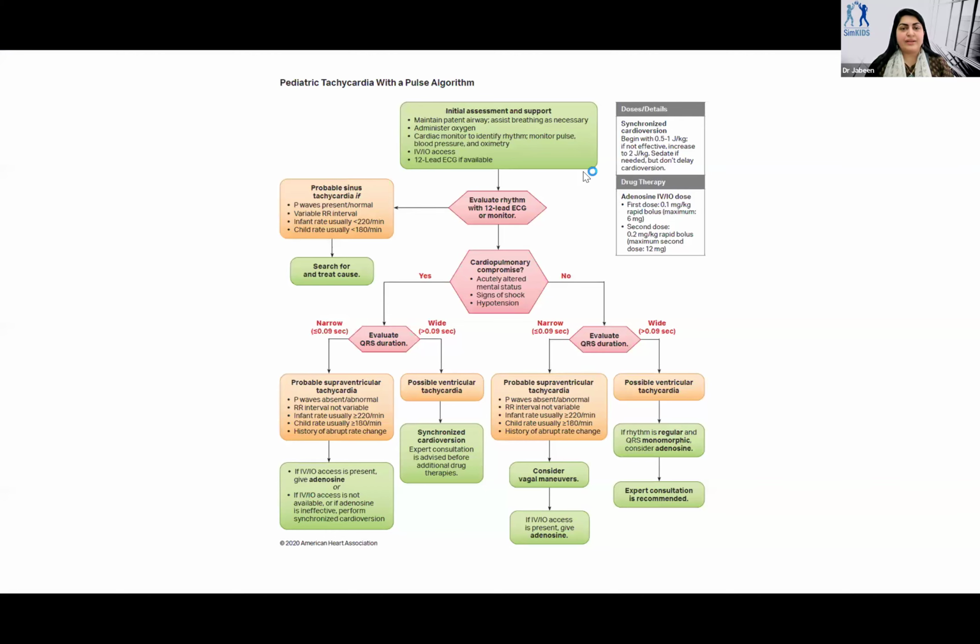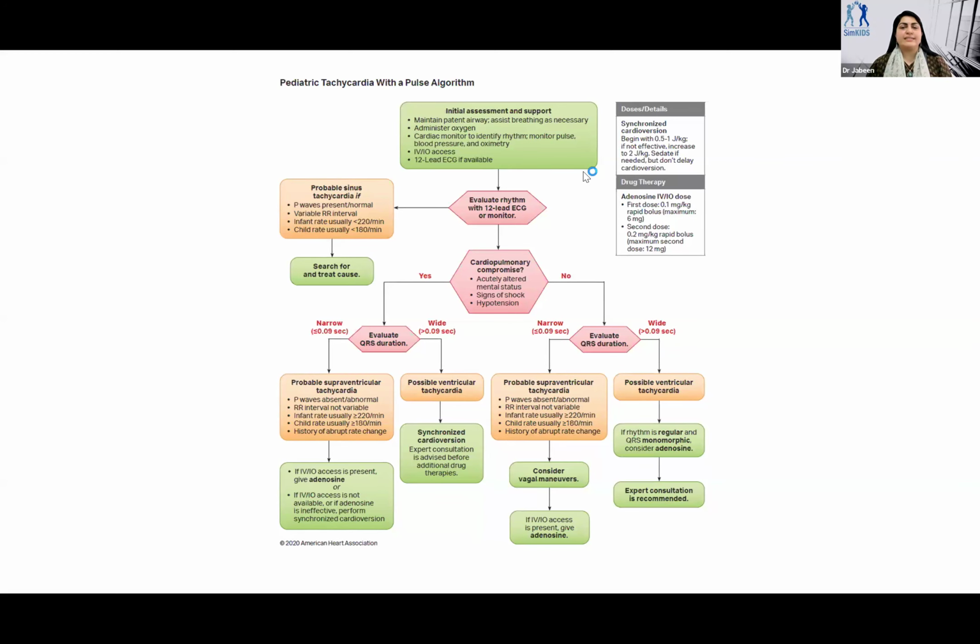Then the tachycardia. Tachycardia is a complex algorithm. I will try to simplify it, and you can look at it on the internet, but my take on this algorithm is, first, the most common tachycardia in pediatric patients is sinus tachycardia, and the second most common is supraventricular tachycardia. So these are the two things you should remember: always look for any fever, dehydration, the H's and T's, which lead to sinus tachycardia, and the second is supraventricular tachycardia.